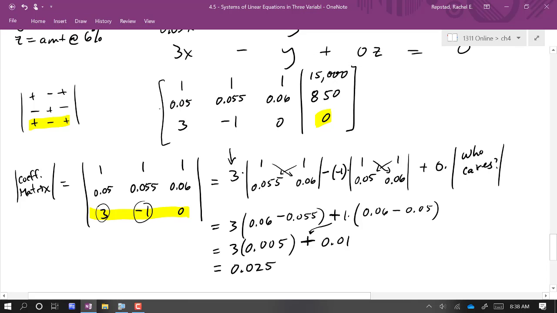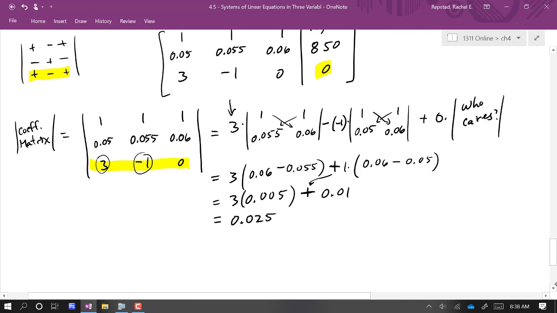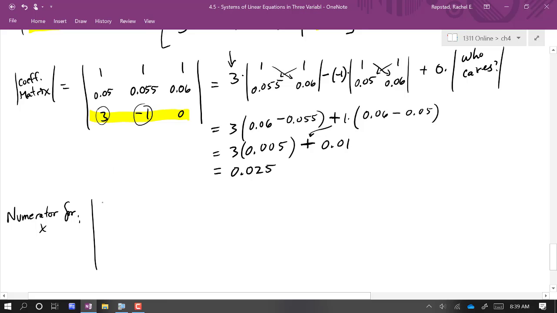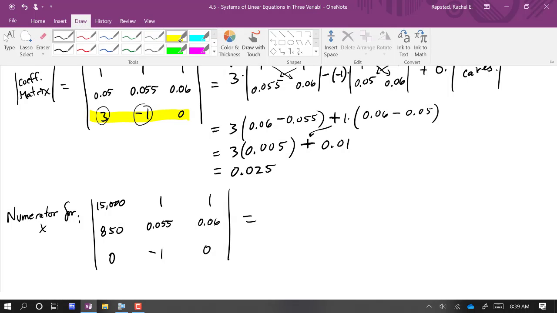So I'm going to just solve for x. Let's get the numerator for x. So the x column, I'm going to replace that with the constants. It's 15,000, 850, and 0. And then the y and the z columns stay the same. So 1.055, -1, and then 1.060. And of course, I'm going to pick that third row.